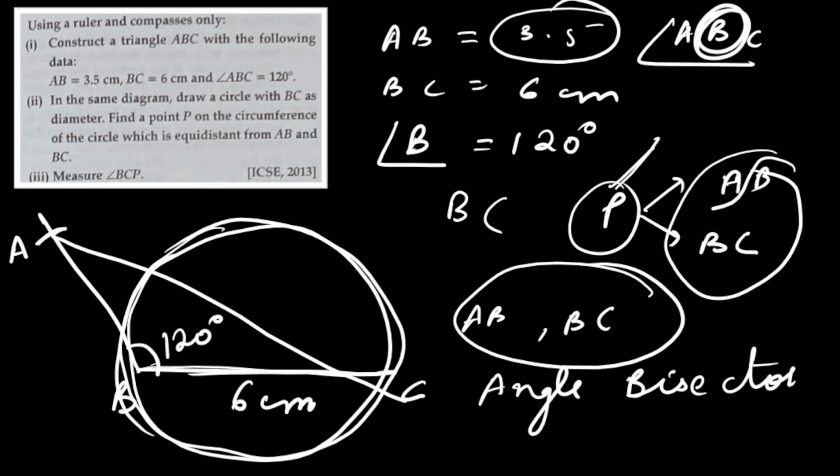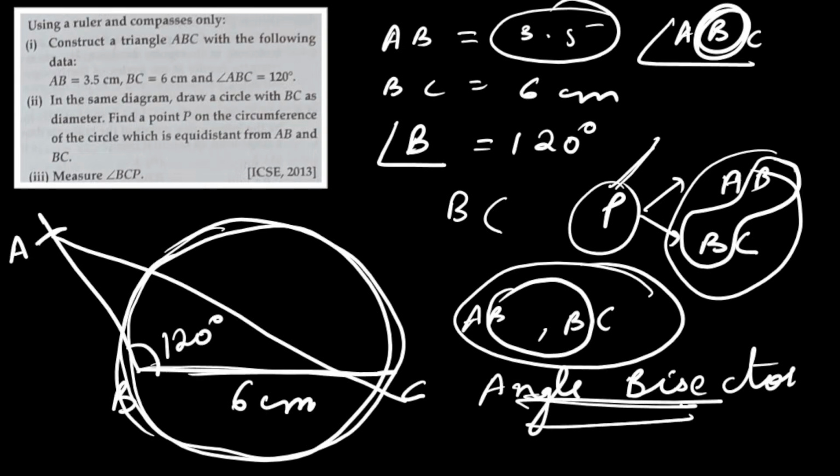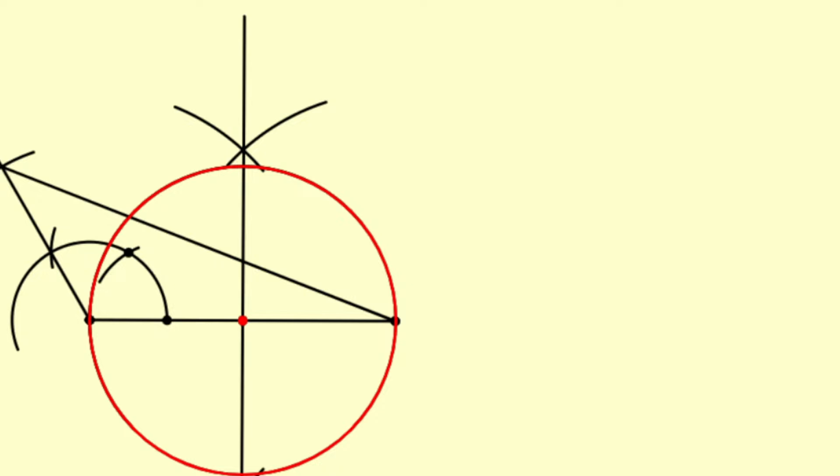So we will draw the angle bisector of this angle B which is present in both. That will be the angle. We have to draw the angle bisector. With the help of the angle bisector we'll get the point which is equidistant from two lines. So let's draw the angle bisector of angle B.